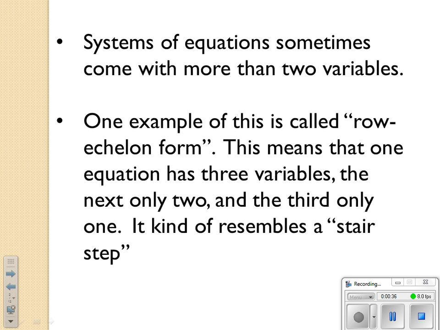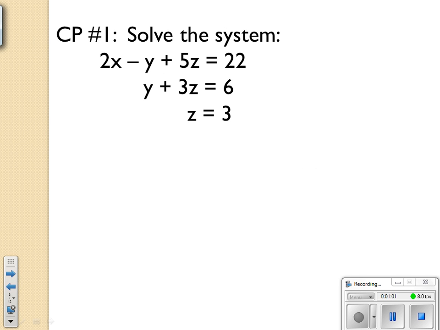The first example towards the top of the page gives you an example of what this row echelon is going to look like. Notice that the first line has 3 variables in it, but the second equation in the system only has 2, and then the last one has just 1. So see how it kind of decreases or resembles a stair step. I actually like these because in this sort of a system, the last one, or the third one, is already solved. Z is equal to 3.